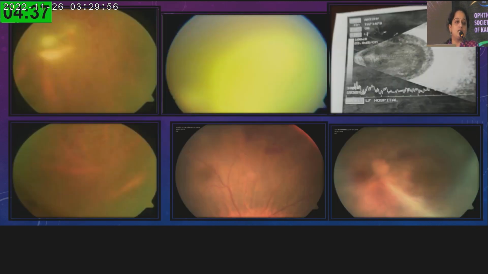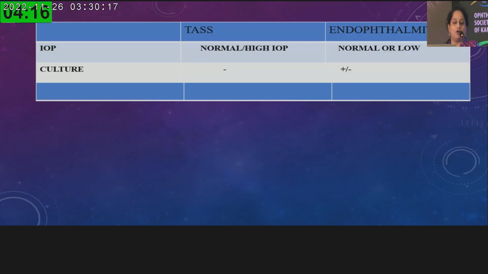Fundus, remember in toxic anterior segment syndrome, there is no involvement of the posterior segment, there is no vitritis, so if you don't have a fundus view, go for a B scan; the B scan will be normal in TASS. Whereas in endophthalmitis, sometimes you can see the exudates. When you don't have any glow or yellow reflex, go for a B scan. You can also encounter retinal hemorrhage, periphlebitis and occlusions in endophthalmitis.